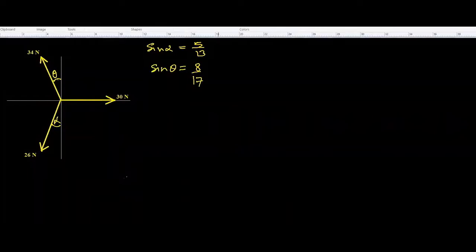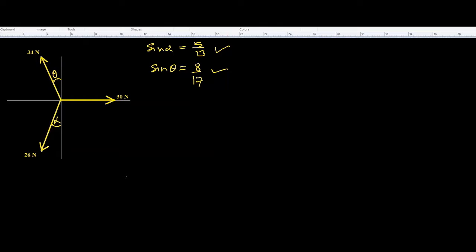In question number 2, these 3 forces have been given to us. They are coplanar, and angles are also given, theta and alpha, so that sine alpha is 5/13 and sine theta is 8/17. Since they are not in equilibrium, we cannot use Lami's theorem. So we have to find the resultant, its magnitude and its direction.